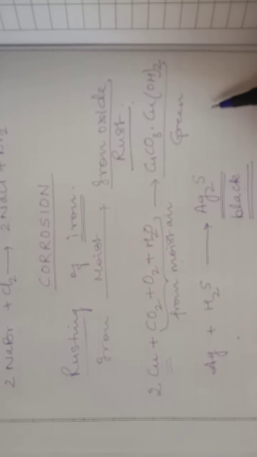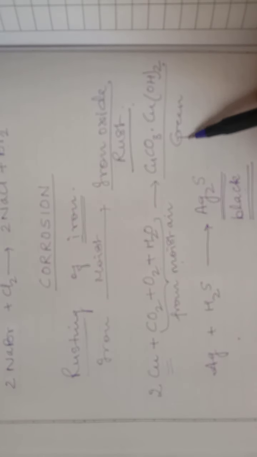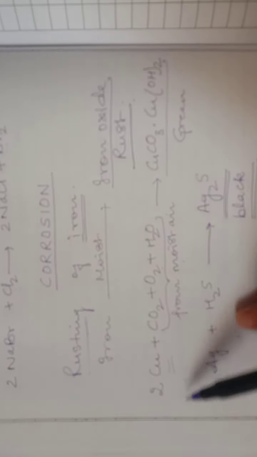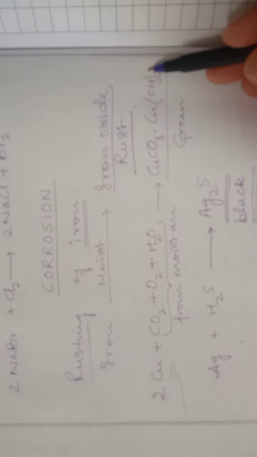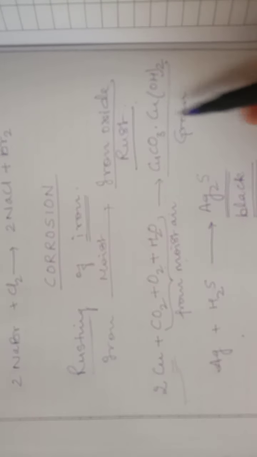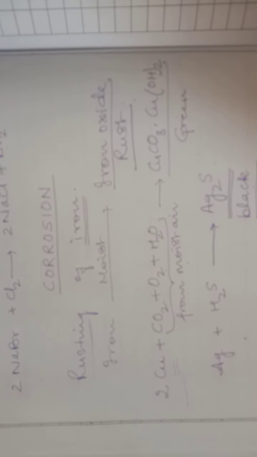So you may be asked questions like what is a green coating, what is the formula for the green coating which forms on copper on its corrosion. Okay, so these things you have to learn, the formula of these green and black coatings on these metals and their chemical names also. So more reactive the metal, the more easily it corrodes.